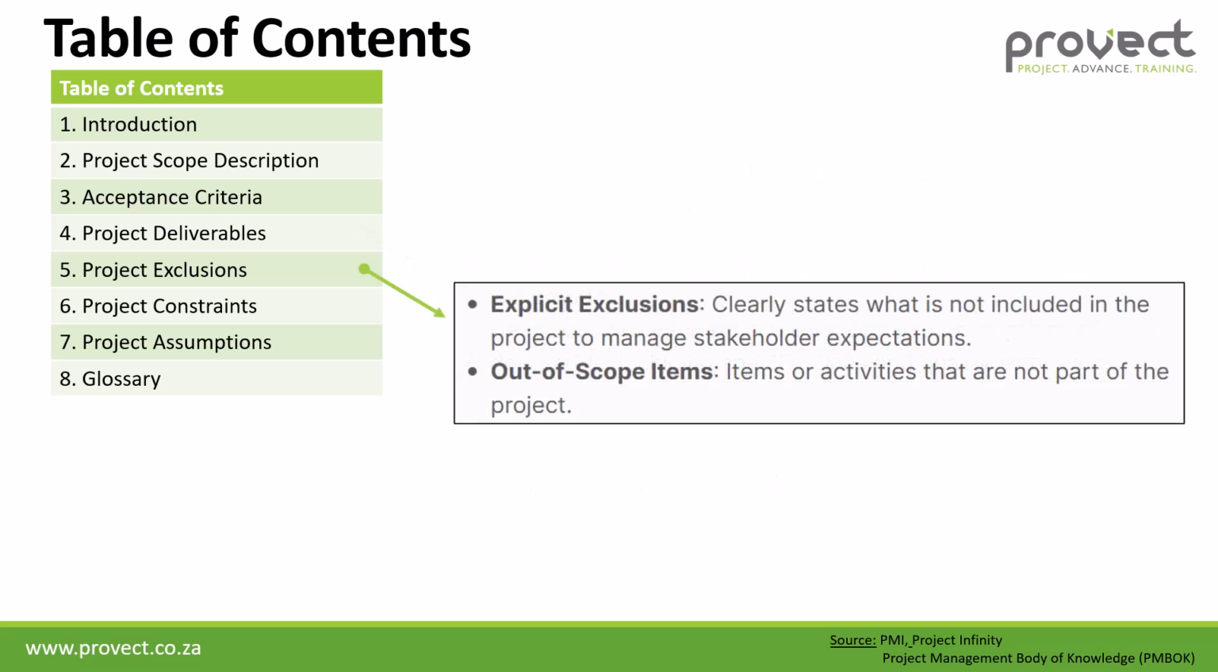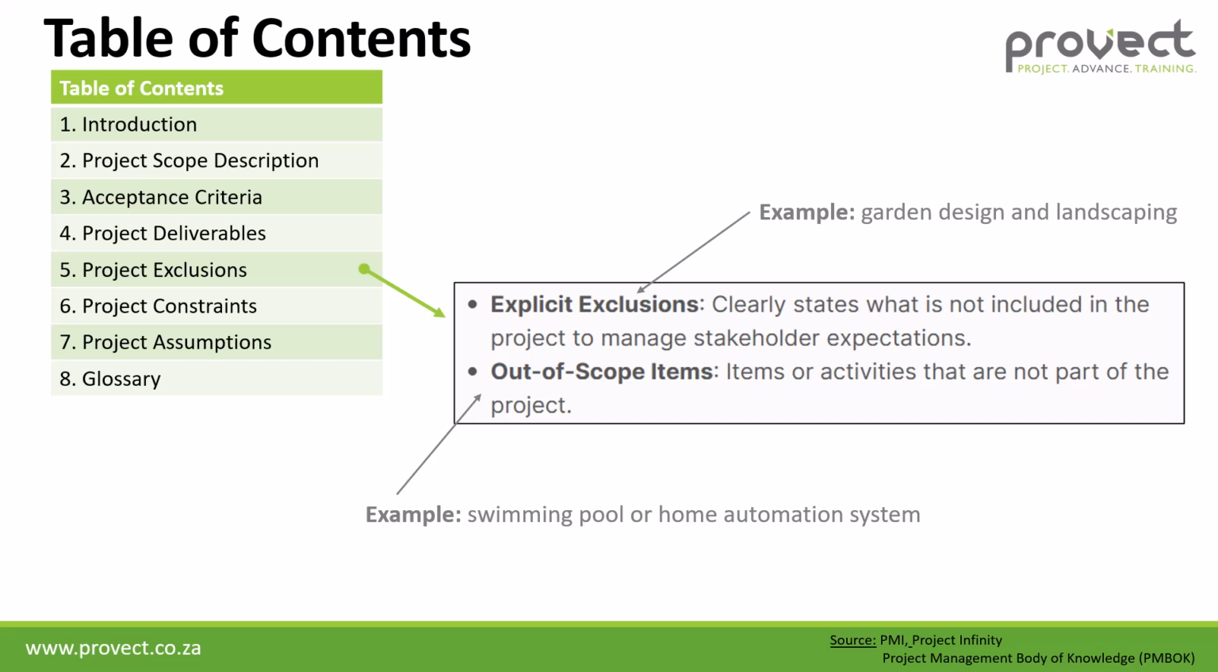Then we've got our project exclusion section. Now it can be explicit exclusions. This is where you clearly state what is not included in the project to manage your stakeholder expectations. An example might be garden design and landscaping. Then the out of scope items, that can be items or activities that are not part of the project. That can be a swimming pool or home automation in our building a house example.